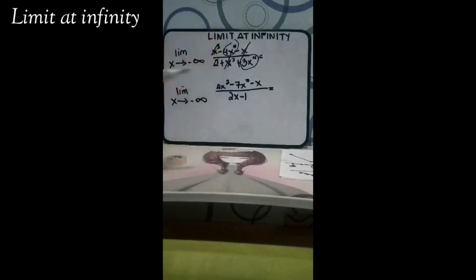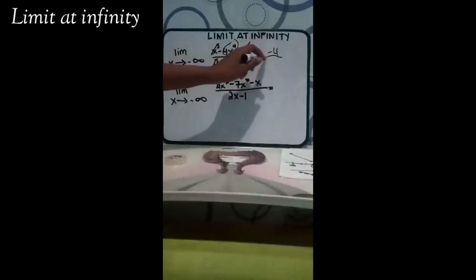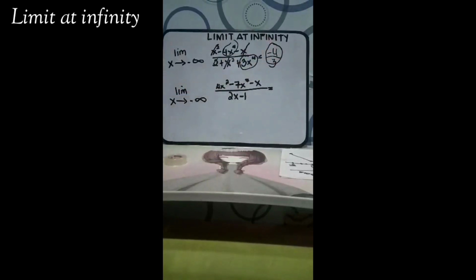Nakita natin na parehas yung exponent nila. So, ang gagawin na lang natin ay kukunin natin yung number. It is negative 4 over 3. Ito yung magiging sagot natin at limit at infinity.